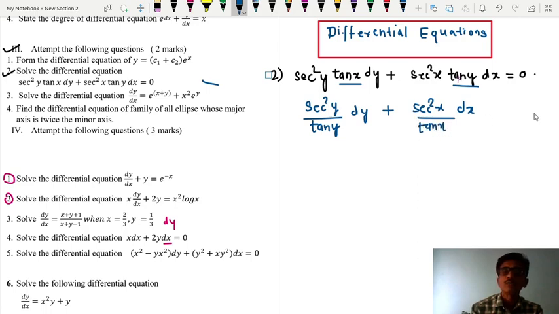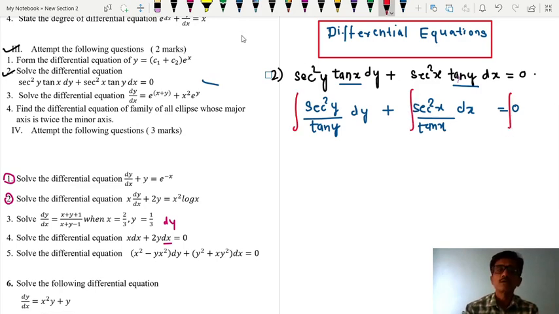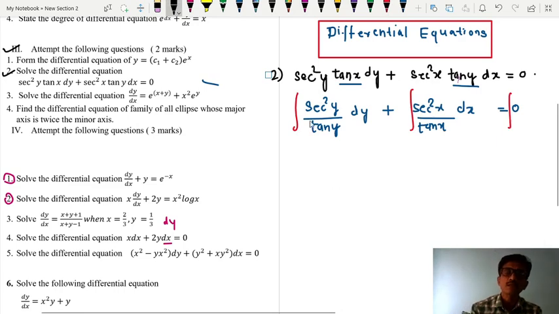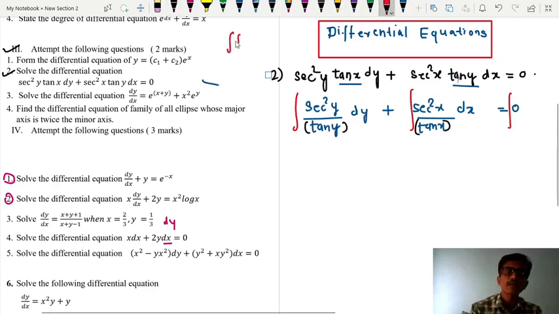Now it is equal to what? 0. Now we will integrate this. It is variable separable form. See, the coefficient of dx is a function of x, the coefficient of dy is a function of y. So we integrate this. Here it is tan y and its derivative is sec square y. Here it is tan x and its derivative is sec square x. So it is of the form integral of f dash of x upon f of x dx.